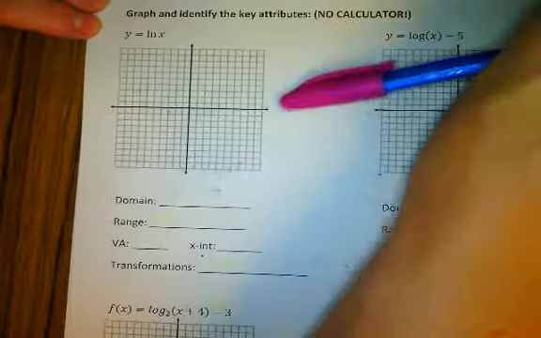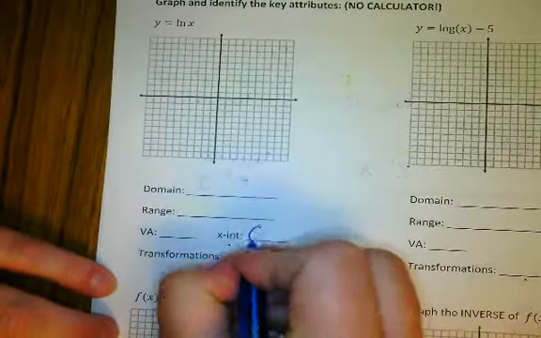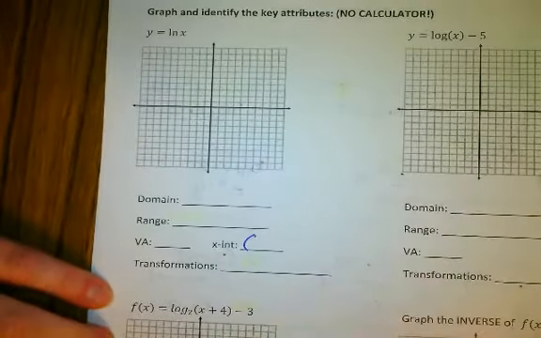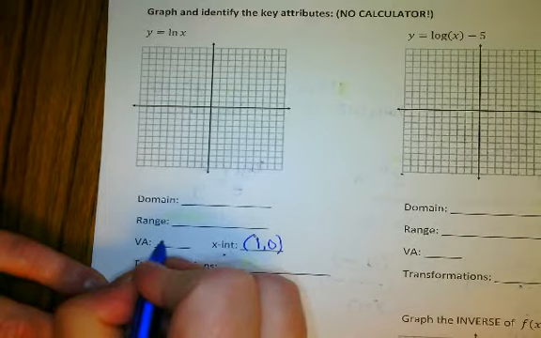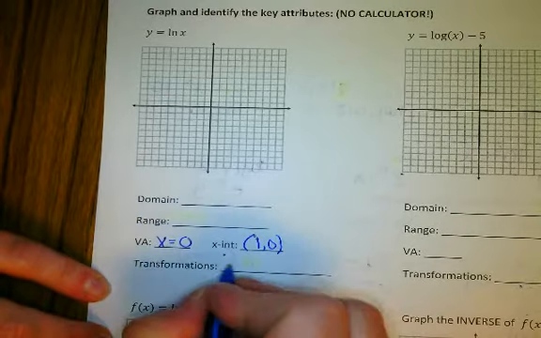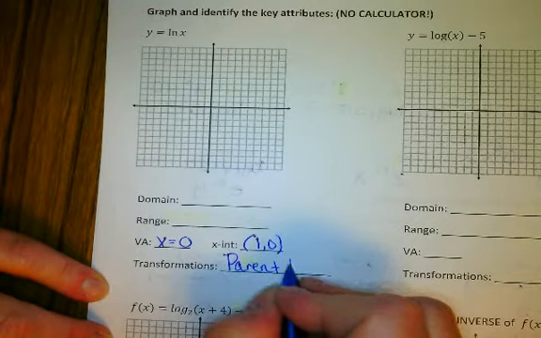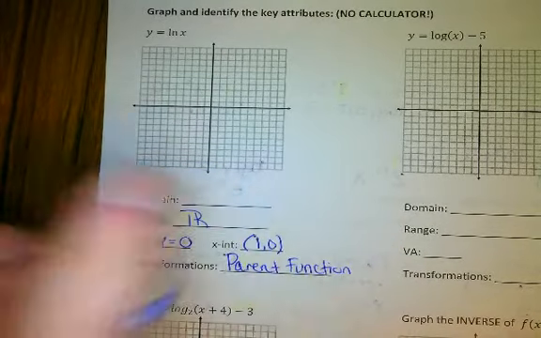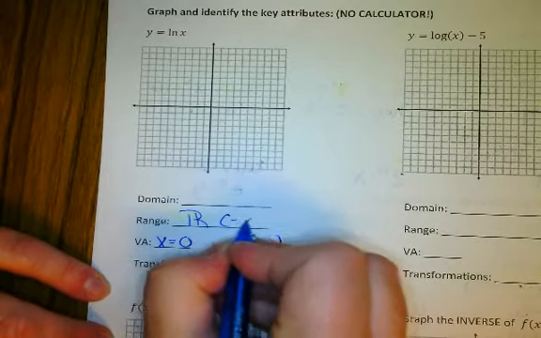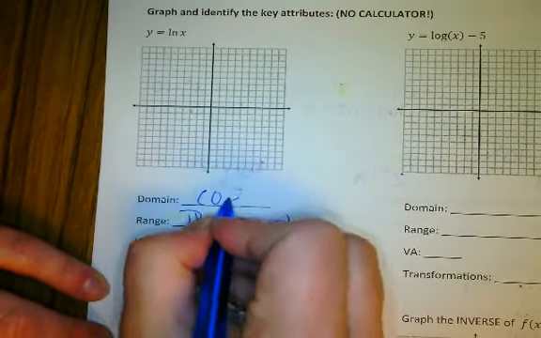All right, so for this one, this is pretty much just putting in your calculator and taking a look at it. Now, this is a parent function. So what I know about all log parent functions, because remember, this is really log base e, is that the x-intercept is at 1, 0. I also know that the VA is x equals 0. This is a parent function, so there aren't any transformations. That's your most basic one. Again, the range is going to be all real numbers, or negative infinity to infinity. And then your domain is going to be 0 to infinity.